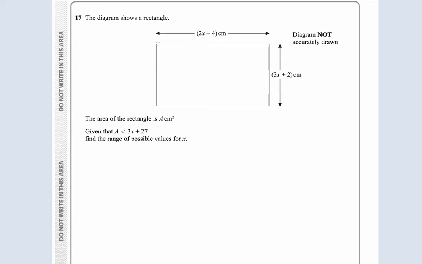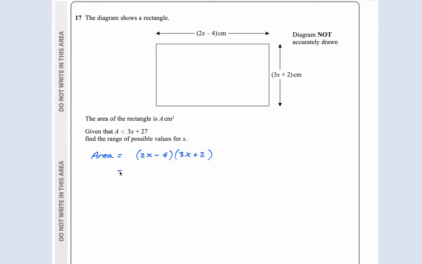Okay, we have a rectangle. It says the area of the rectangle is A centimeter squared, and we are given that A has to be less than 3x plus 27. Find the range of possible values of x. Okay, firstly, let's get the area. The area of the rectangle is 2x minus 4 times 3x plus 2.